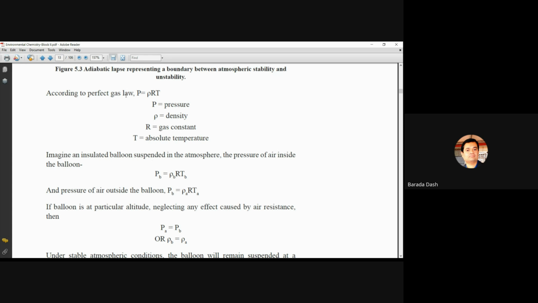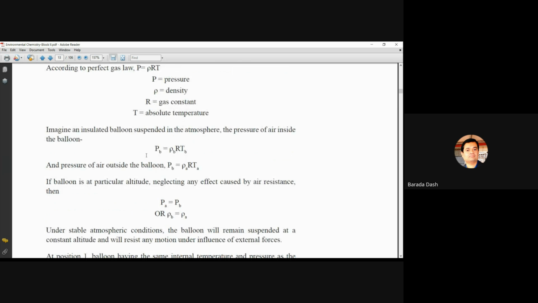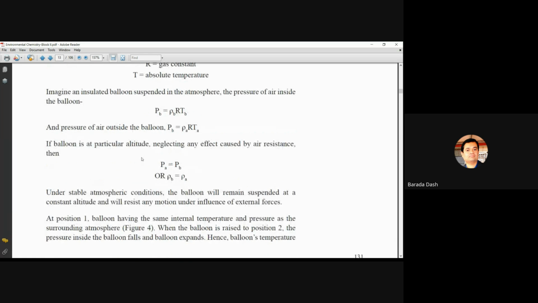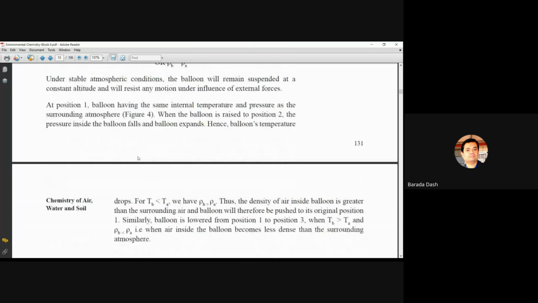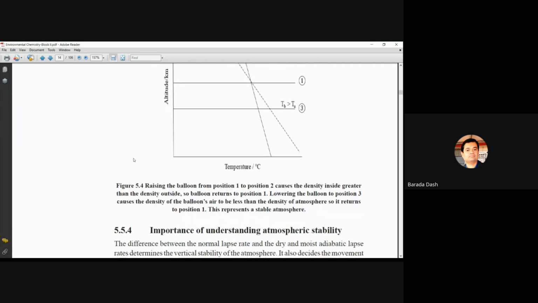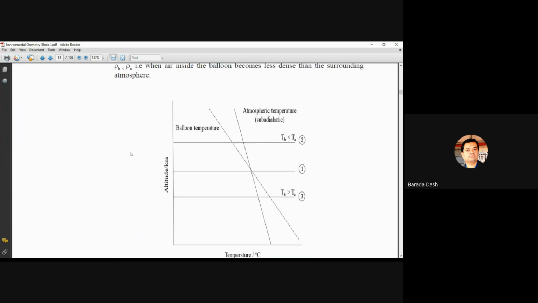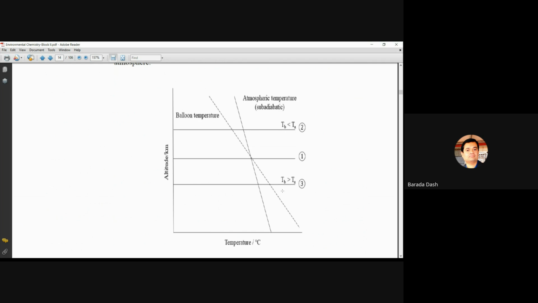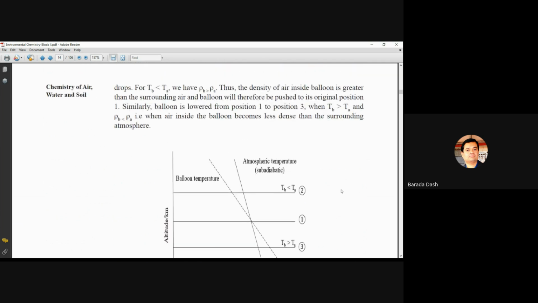According to the perfect gas law, P equals rho RT, where P is pressure, rho is density, R is the gas constant, and T is absolute temperature. Using this equation, P equals rho RT, you can calculate at the position where TB is greater than TA, or TB is less than TA. What is this TB and TA?